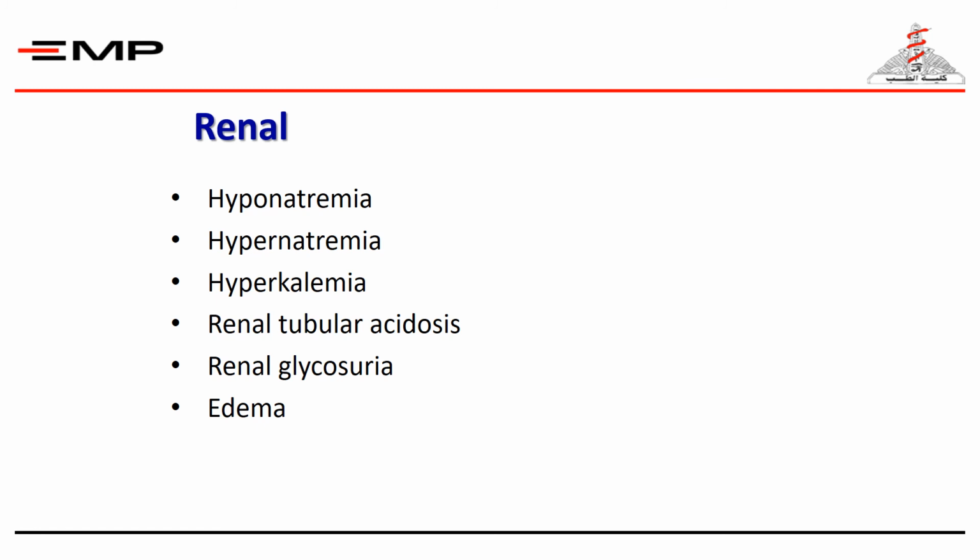Renal complications of prematurity. Preterm infants may be liable to hypo or hypernatremia, hyperkalemia, renal tubular acidosis, renal glucosuria, and edema. There is immaturity of the renal tubules to handle electrolytes.